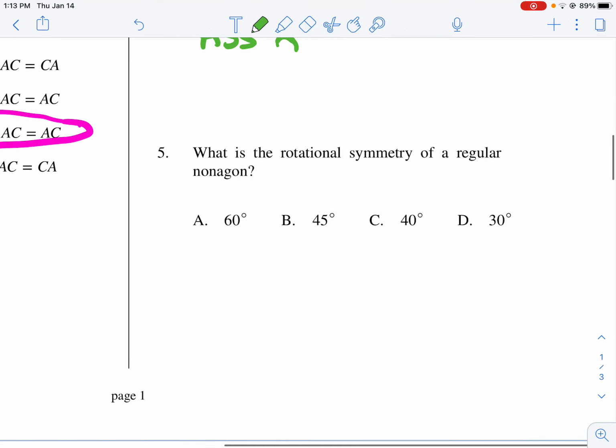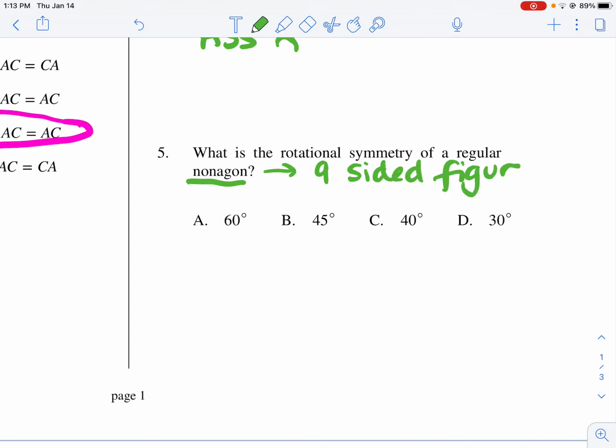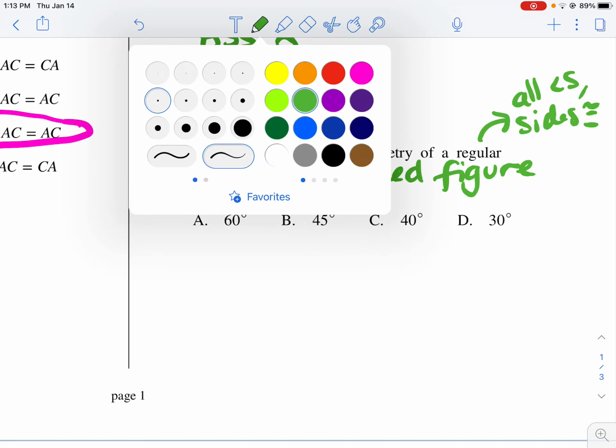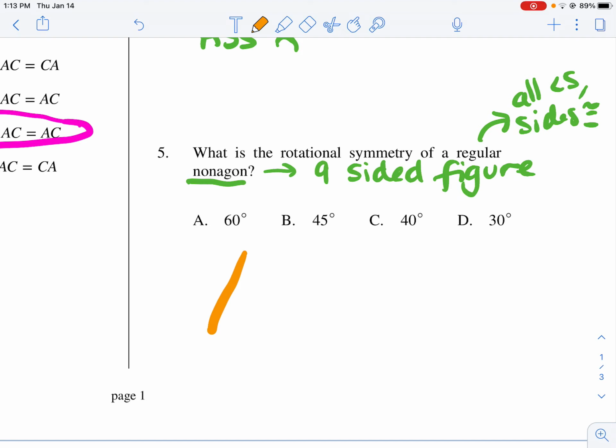All right, now we haven't talked about this one in a while, but the rotational symmetry of a regular nonagon. A nonagon is a 9-sided figure. And the word regular means all the angles and sides are congruent. So I'm not sure if I'm going to be able to draw a nonagon in here, but let me just draw a triangle to remind you guys.